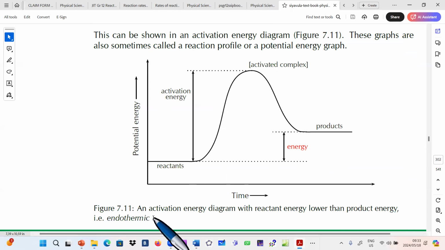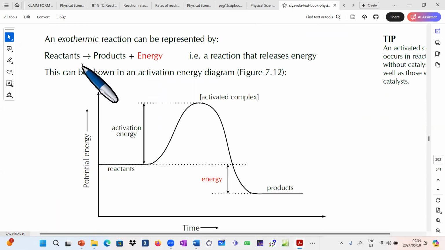Now, the activation energy diagram with reactant energy lower than product energy is endothermic. So this is endothermic because the reactant energy is lower than the product energy. The reactant energy is at this level, but the product energy is higher here, and you can see it here. It's called an endothermic reaction.